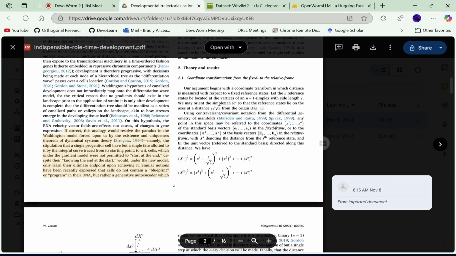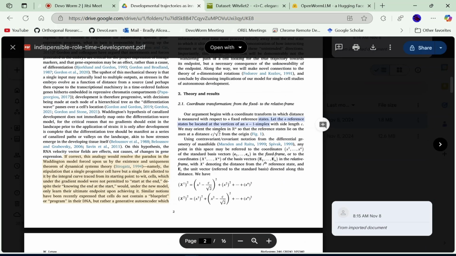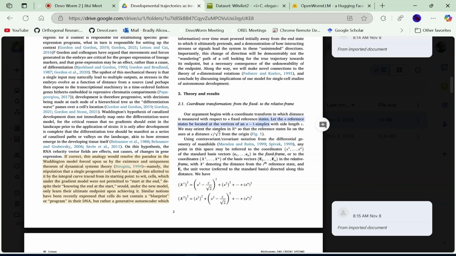So then, he talks a little bit about Waddington's hypothesis of canalized development. And he talks about the hypothesis of RNA velocity vector fields, which are effects, not causes, of changes in gene expression. So this isn't a cause of gene expression, it's an effect. If I look at the velocity vector, it's basically what's being expressed over time, how fast it's being expressed. And so you're looking at the effects, not the causes.